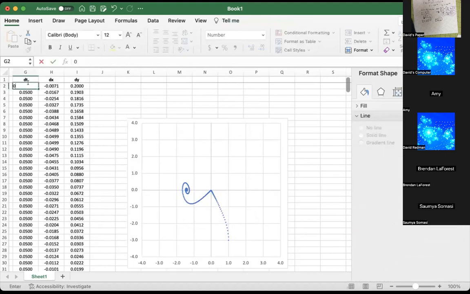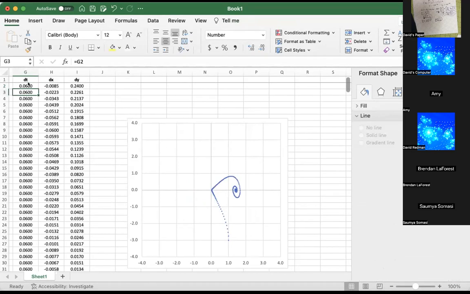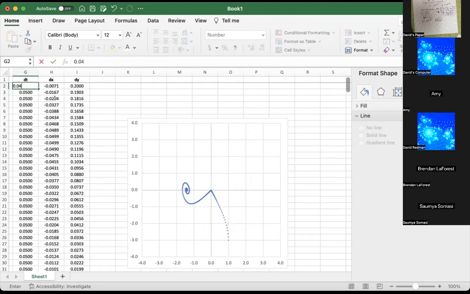But do you see if I just change this to 0.06? I bounced the wrong way. Or maybe this is the right way. See, this is the problem with a numerical approximation. Both of these wiggles make sense. But how do I know, based on the accuracy I'm working with, which wiggle makes more sense? I guess I could increase the accuracy there, right? 0.04? 0.03?